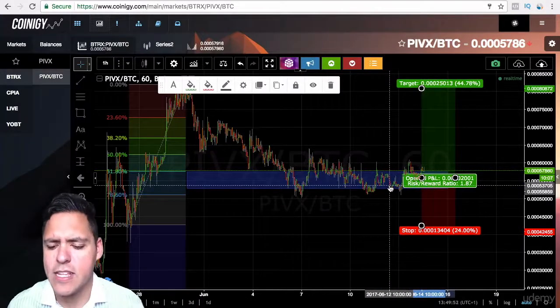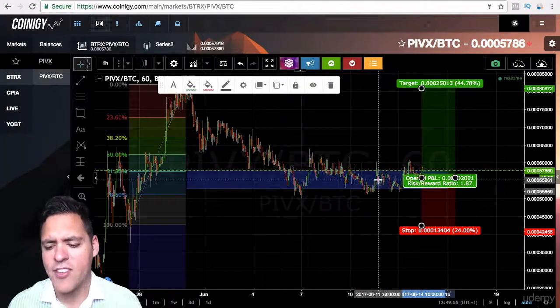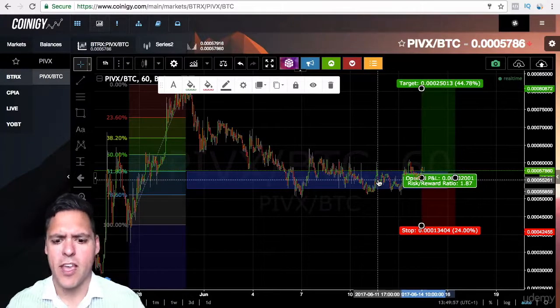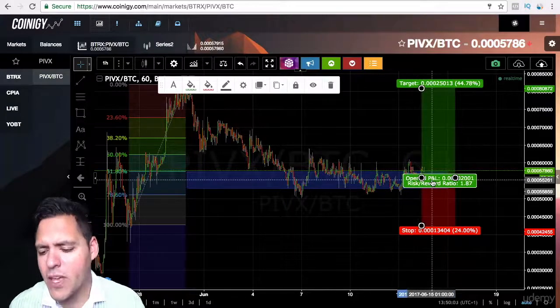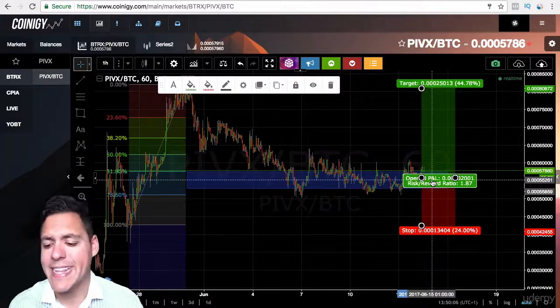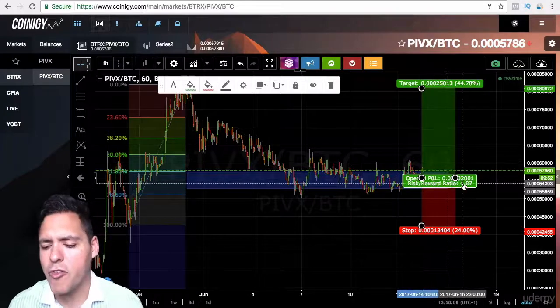So 2 things I need you to remember from this: optimal trade entry, the OTE. That is what the Fibonacci retracement allows you to deduce. And then we have got the risk reward ratio. Ideally, you want it above 2.